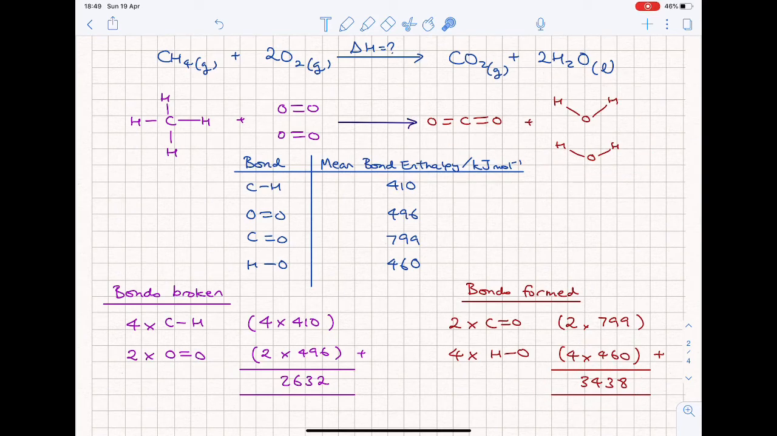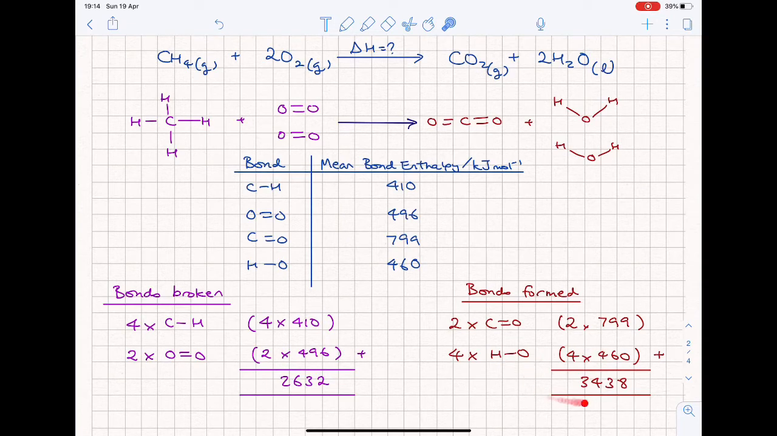We can see, without having to learn an equation, that this is going to be an exothermic reaction, because I'm releasing more energy in forming the new bonds than I need to put in to break the bonds. Remember, we put energy in to break bonds and energy is released when new bonds are formed. So you don't have to memorise an equation to work this out in an exam. You know that when more energy is released than you put in, it's going to be a negative value because it's going to be exothermic.